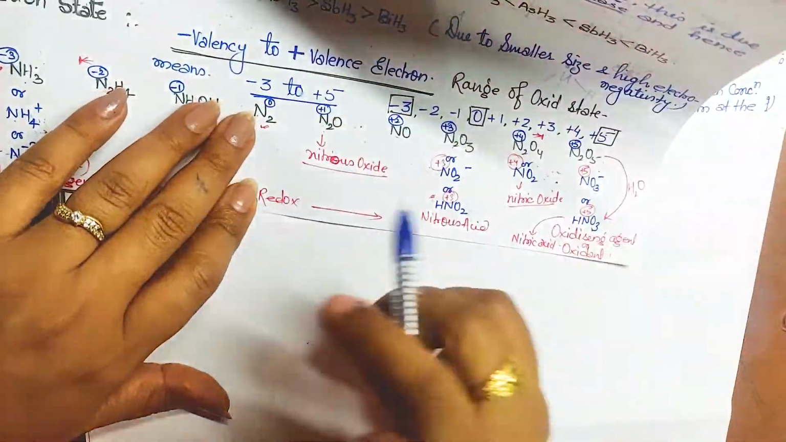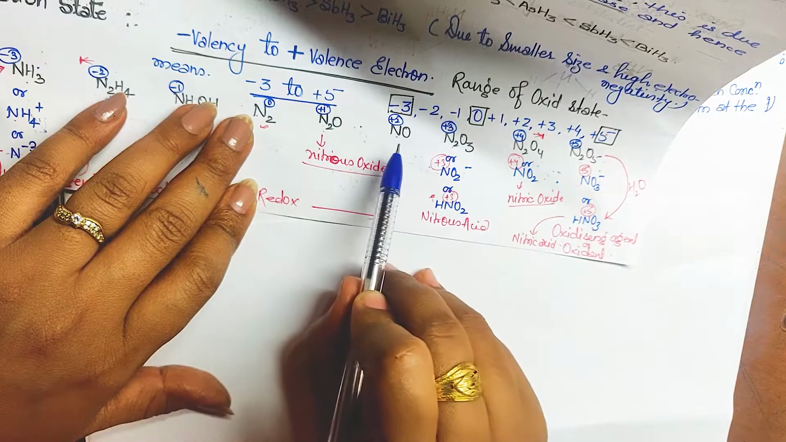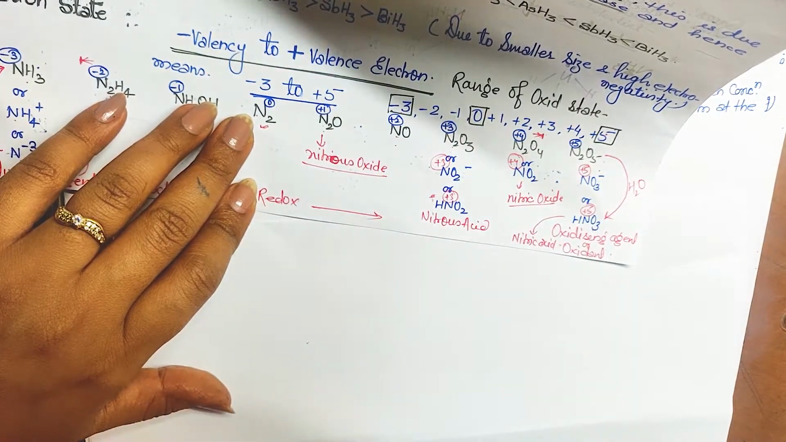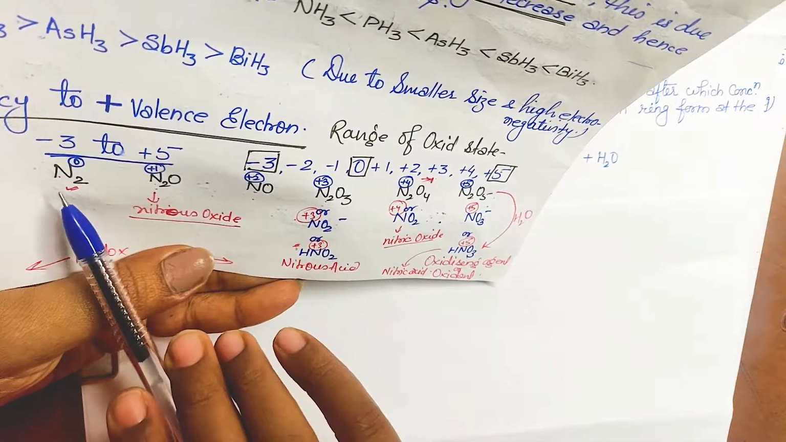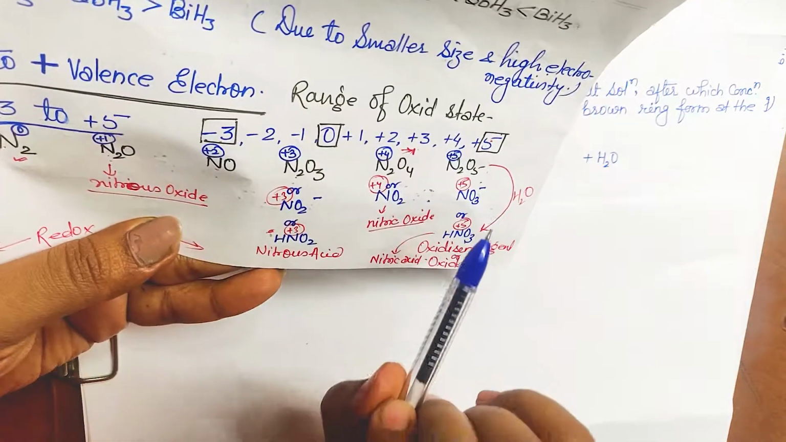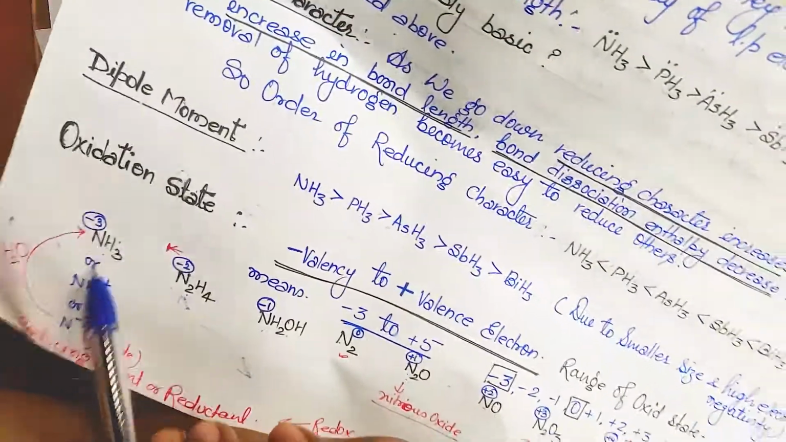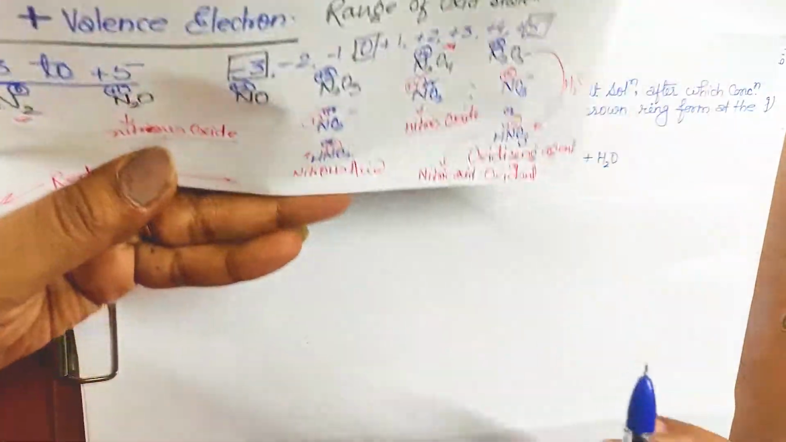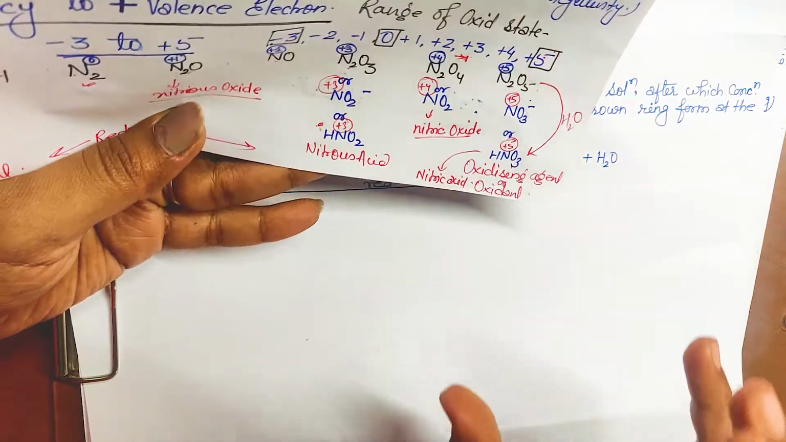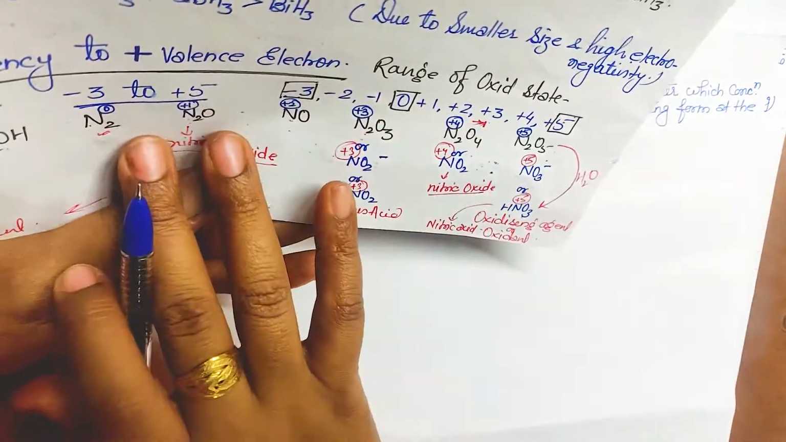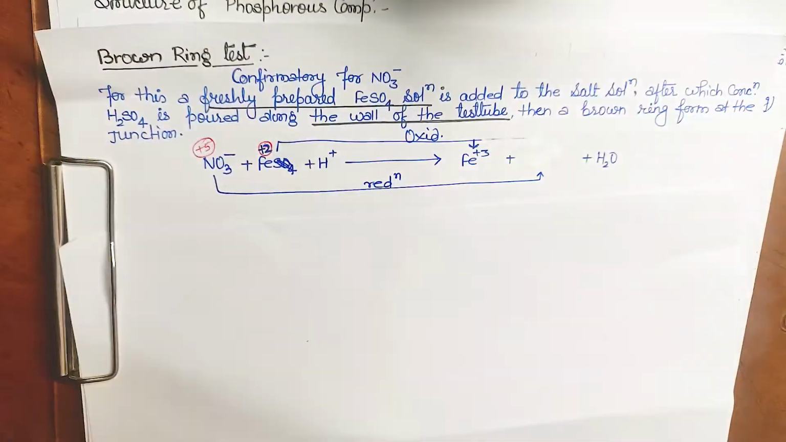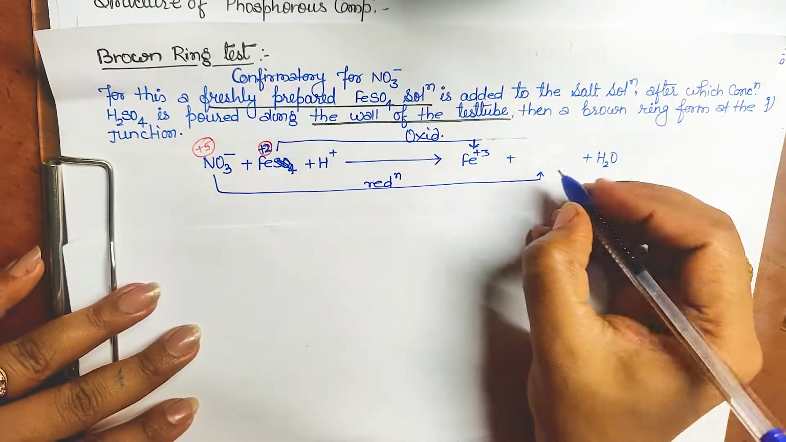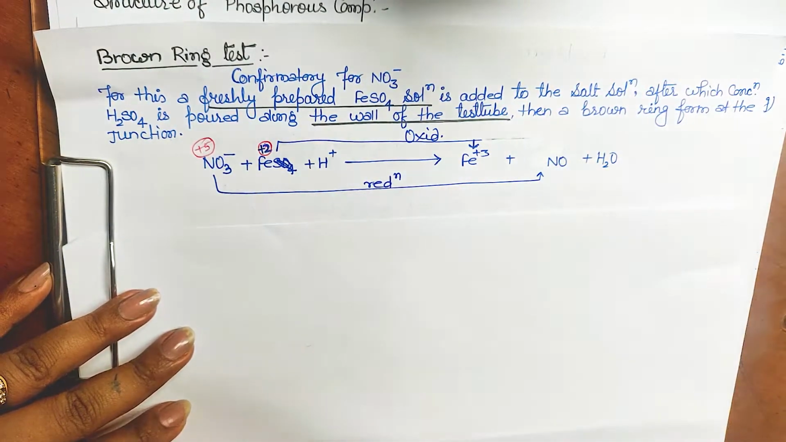Now we have N2, N2O, NO, N2O3, N2O4. Got it? I've told you which are the stable ones. But here, exceptionally, a specific product is formed. We can make all of these, but specifically in the brown ring test, it gives NO. This forms NO. Got it?